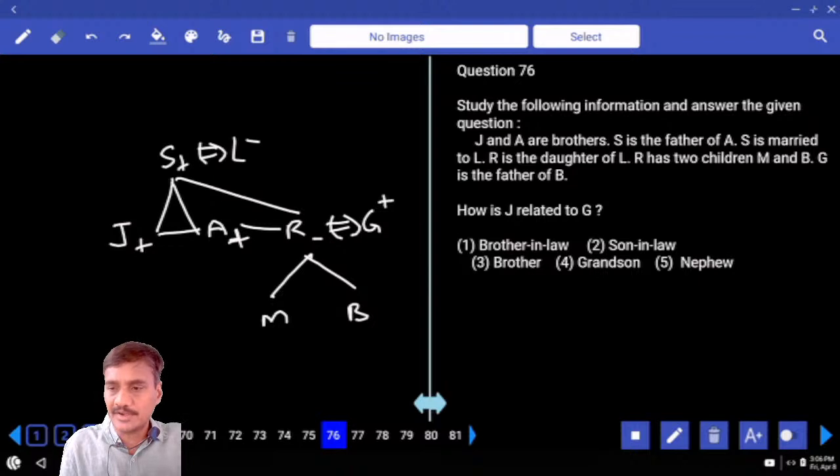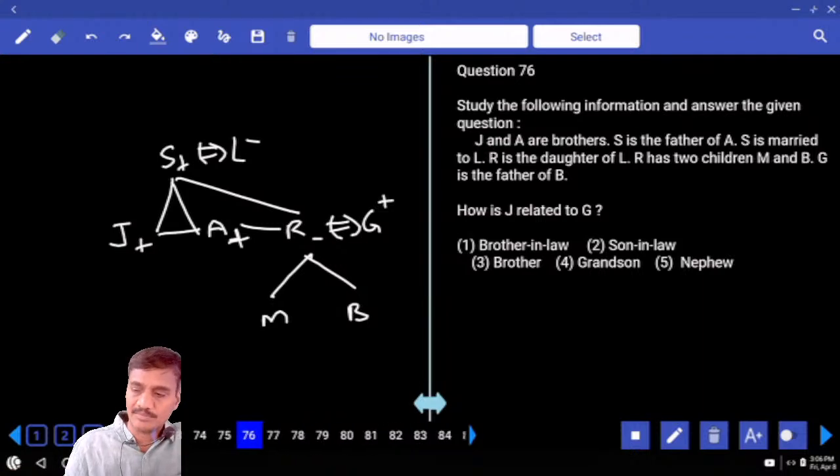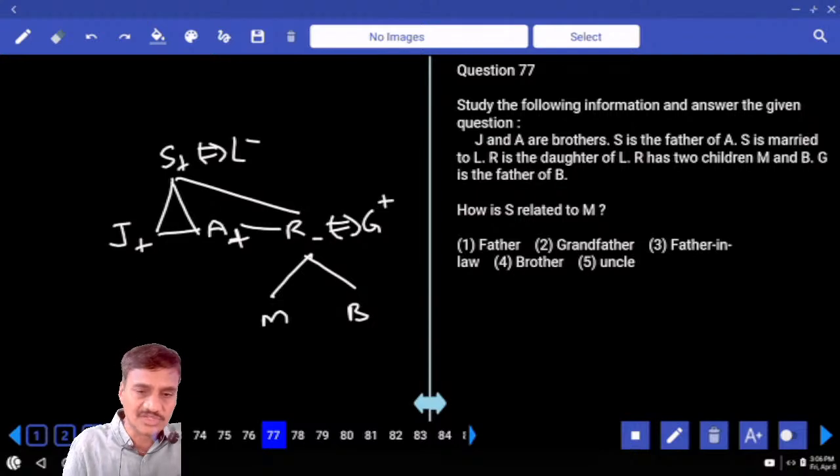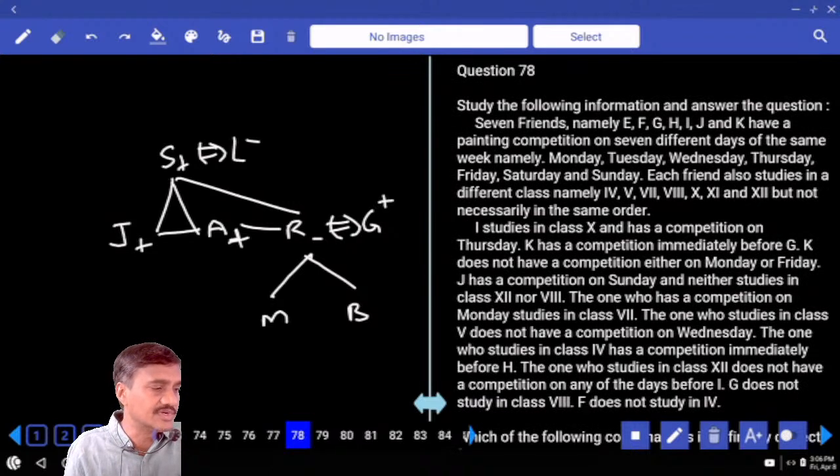Next one. How is J related to G? Now G is wife's brother. Wife's brother means spouse's brother: brother-in-law, choice 1, question number 76. And how is S related to M? M's mother's father, grandfather, choice 2, question 77. Then 78.